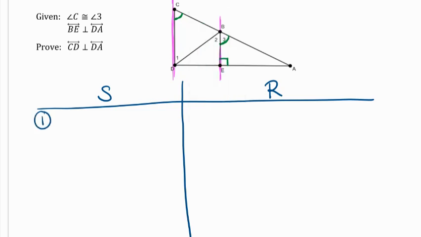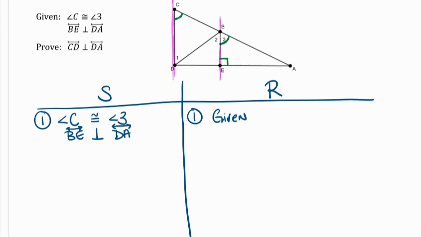Okay, so my first part is my given. Angle C is congruent to angle 3. Oh, and we also have BE is perpendicular to DA. And those are our givens.